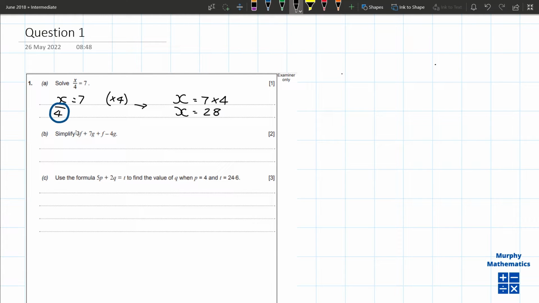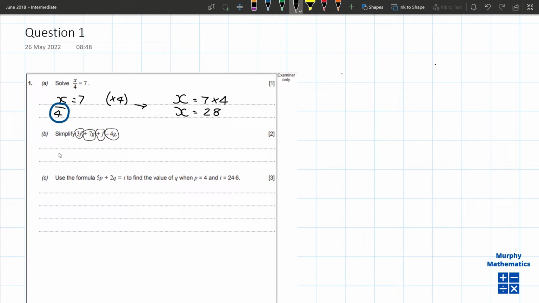Okay, so on to part B. We have 3f plus 7g plus f minus 4g, and we're asked to simplify. So what we could do here is just rearrange this equation so our f terms are together and our g terms are together, and we're allowed to do that as long as we keep the signs consistent. So our 7g is positive, so that sign needs to stay with 7g. That f is positive, and this minus 4g is a negative, and we're not told, but we know that is a positive 3f at the start.